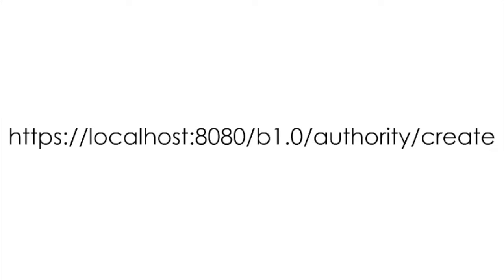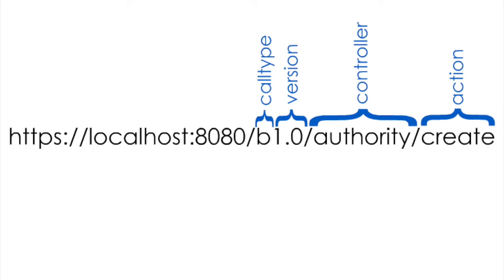So before we get into batching, let's first talk about the URL. As you can see, we have localhost 8080, and then we have B 1.0 and the controller and the action. So let's talk about that real quick. The URL is broken down into first the localhost port, and then as you can see we have a call type and a version, and then the controller and the action.